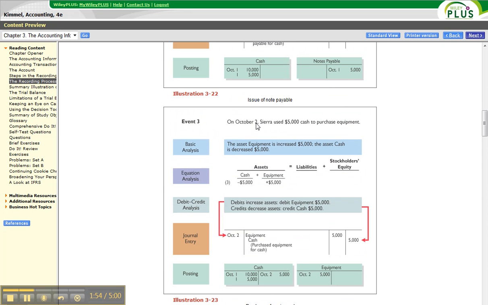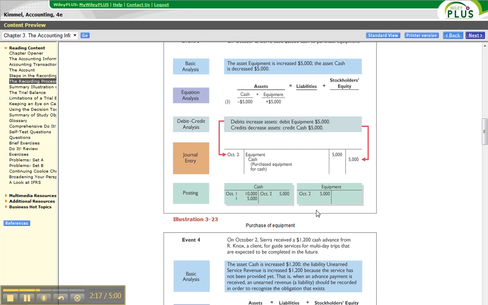I'll just do one more here. On October 2nd, Sierra used 5,000 cash to buy equipment. We've done the analysis already. Equipment going up means we have to debit it because equipment is an asset. Assets go up with debits. When we get rid of cash or spend cash, it goes down. Credits decrease assets, so we have to credit cash for 5,000. And if you look at the journal entry we'd record: debit equipment, credit cash. Then when you post this journal entry to the relevant accounts, you see that we're crediting cash 5,000 and debiting equipment 5,000.